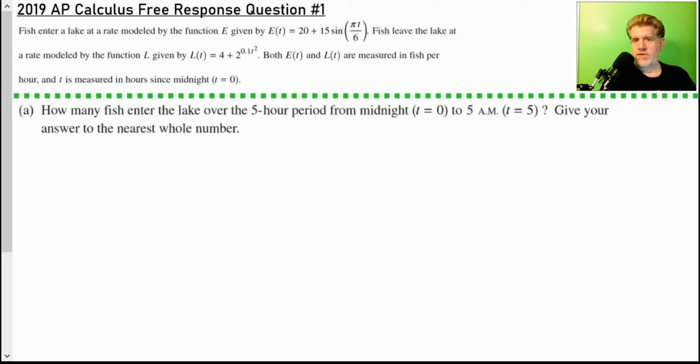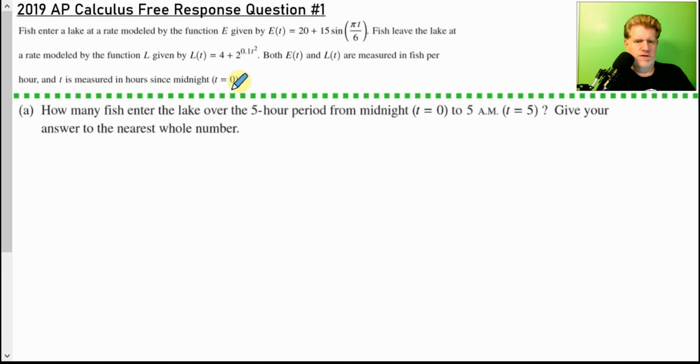It was the same question for both the AB and the BC test. So here we go. It's another one that I put into the category of interpreting rates of change. All right, we've got our model of fish entering a lake given by this function right here, and our model of fish leaving the lake with our model right here. Both those functions, E and L, for entering and leaving, are measured in fish per hour, and T is measured in hours since midnight.